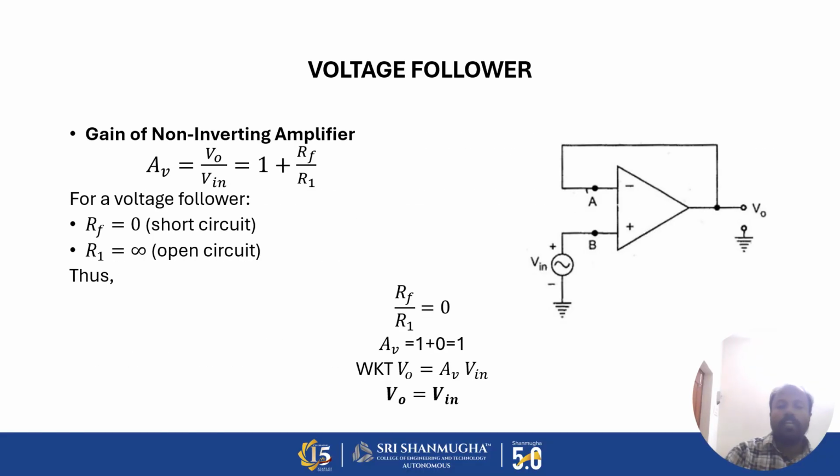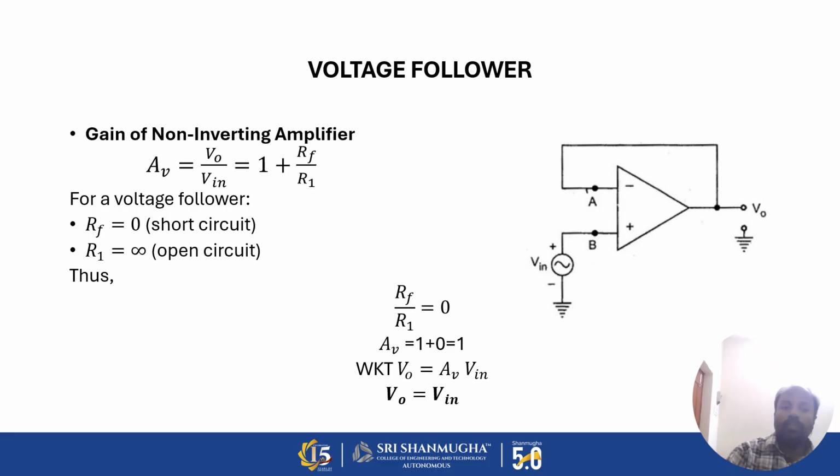This is the circuit of a voltage follower. In this circuit, we can find the input voltage is given to the non-inverting input and the negative feedback is given. So this is a non-inverting configuration. Voltage follower is connected in a non-inverting configuration. So the voltage gain will be 1 plus Rf by R1.